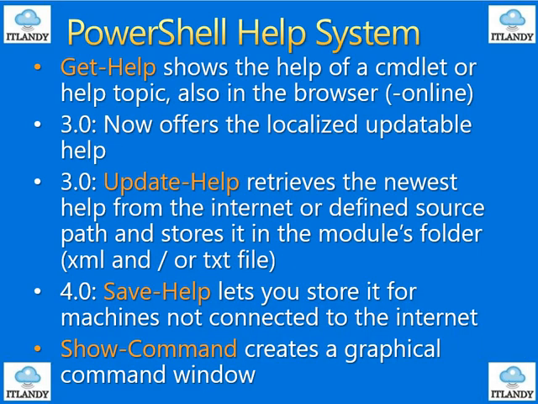Another really important commandlet is the PowerShell help system. Get-Help shows the help of the commandlet or help topic, also in the browser, which is online. V3 now offers localized, updatable help. Same thing for 4 and 5. V3 Update-Help retrieves the newest help from the internet or a defined source path and stores it in the module folder, as either an XML or TXT file.